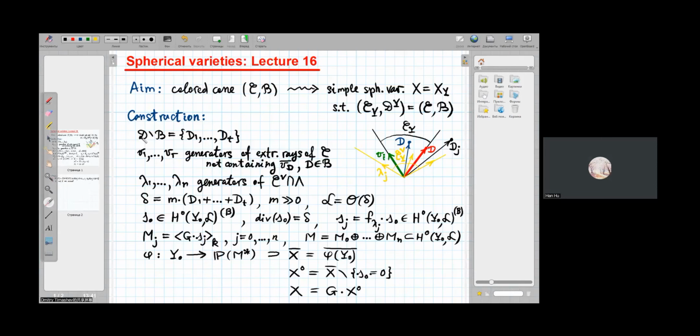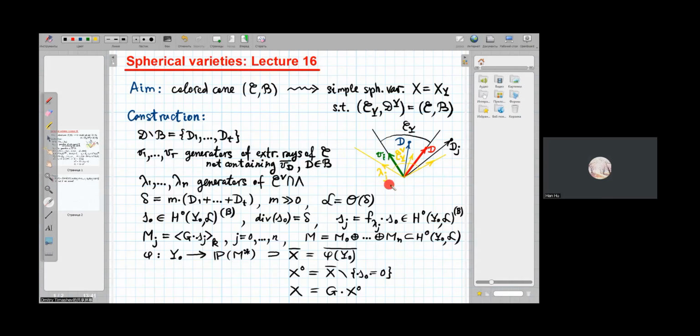So let me recall some notation. We denote the colors in the complement of the set of colors B by D1, ..., Dt. V1, ..., VR are the generators of the extremal rays of the cone C, those rays which do not contain a vector corresponding to a color from B. Okay? And also lambda 1, ..., lambda n are the generators of the semigroup of lattice vectors in the dual cone, C check. So here is the picture.